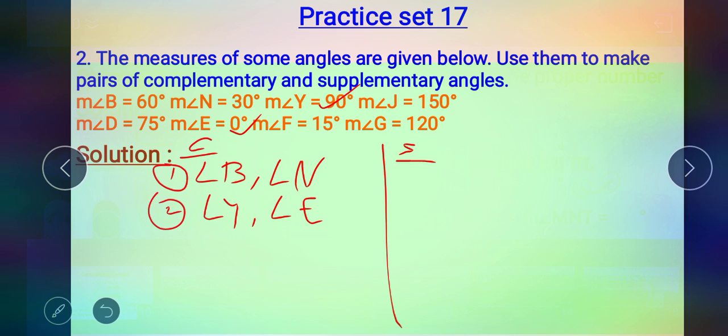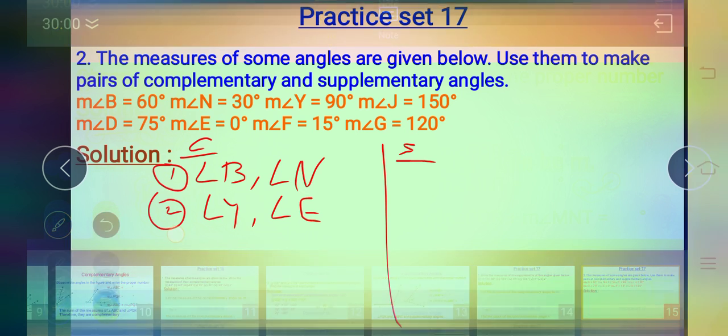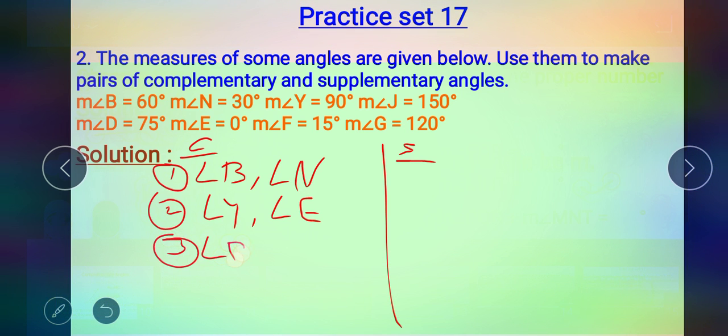In the same way, if I take 75, 75 plus 15 is 90. So here angle D and F are also complementary pairs, friends. So I'll write angle D, comma angle F. D is 75, F is 15. 15 plus 75 is 90 degrees, students. So here we have three pairs of complementary angles, students.